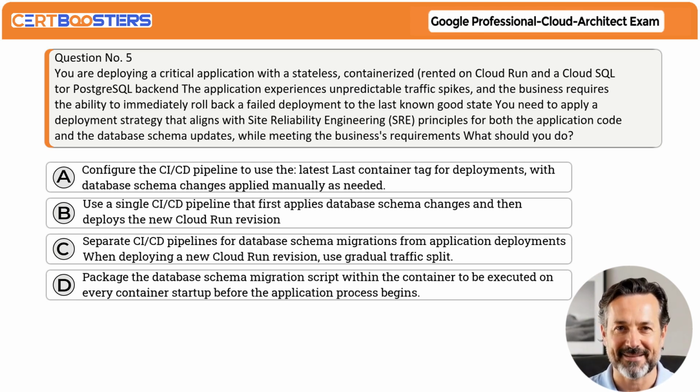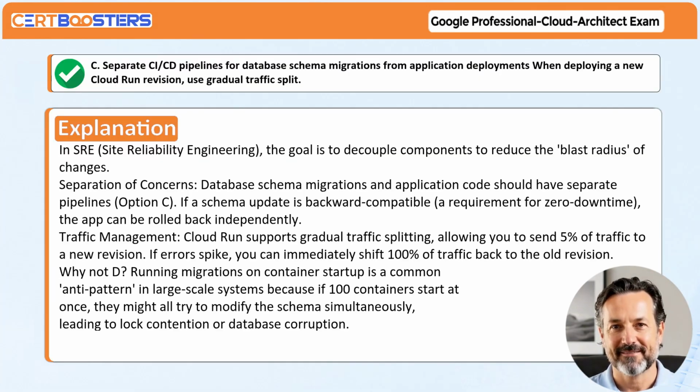D. Package the database schema migration script within the container to be executed on every container startup before the application process begins. Correct answer: C. Separate CI/CD pipelines for database schema migrations from application deployments. When deploying a new Cloud Run revision, use gradual traffic split.